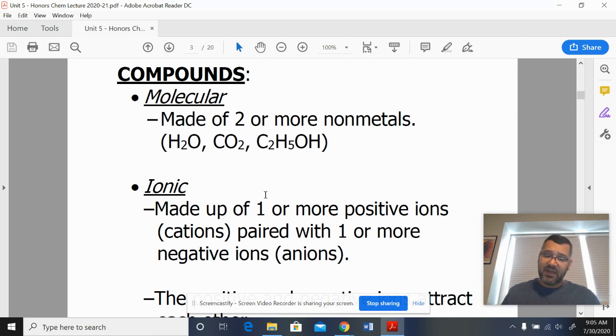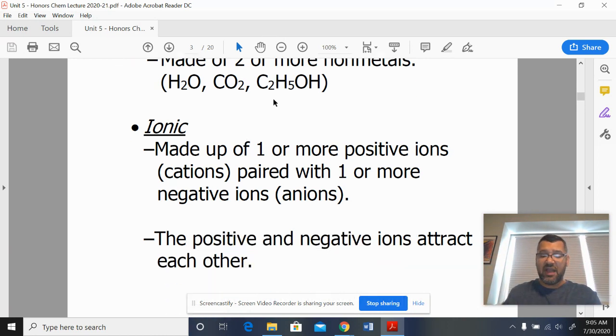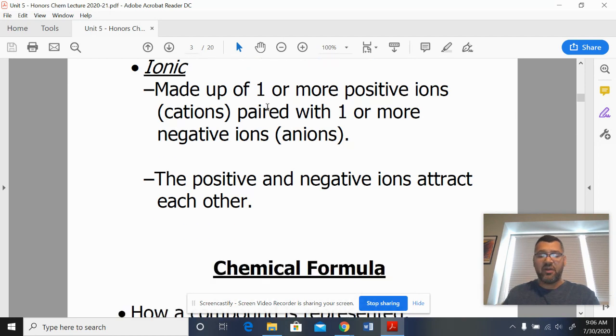The other type is an ionic compound. Ionic compounds are made of ions. If you remember from the previous unit, that's an atom with a charge. So ionic compounds are made up of 1 or more positive ions and 1 or more negative ions coming together. And they come together because they attract. If you remember, opposites attract, right? And you end up with an ionic compound.